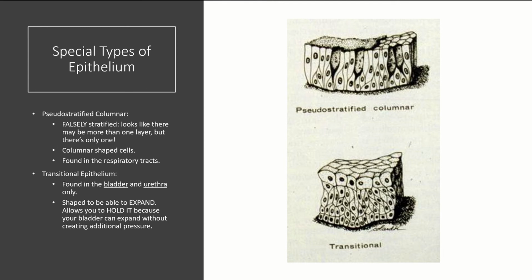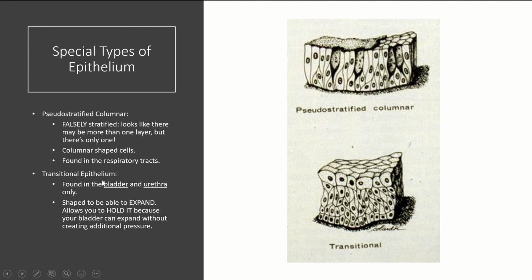What that does is it allows this epithelium to stretch out and expand without causing any tension on the epithelium, right? Because if I were to stretch it, that would create pressure. So what this special epithelium does is allow it to stretch and unfold like an accordion, and that does not increase the pressure within that organ.